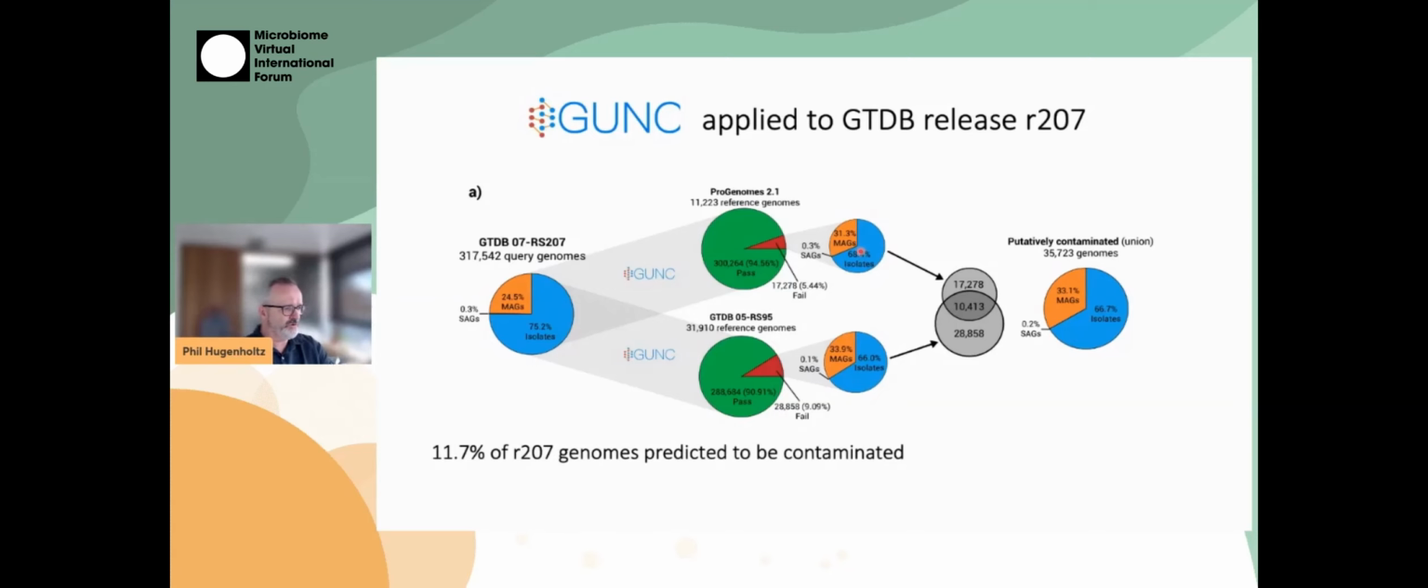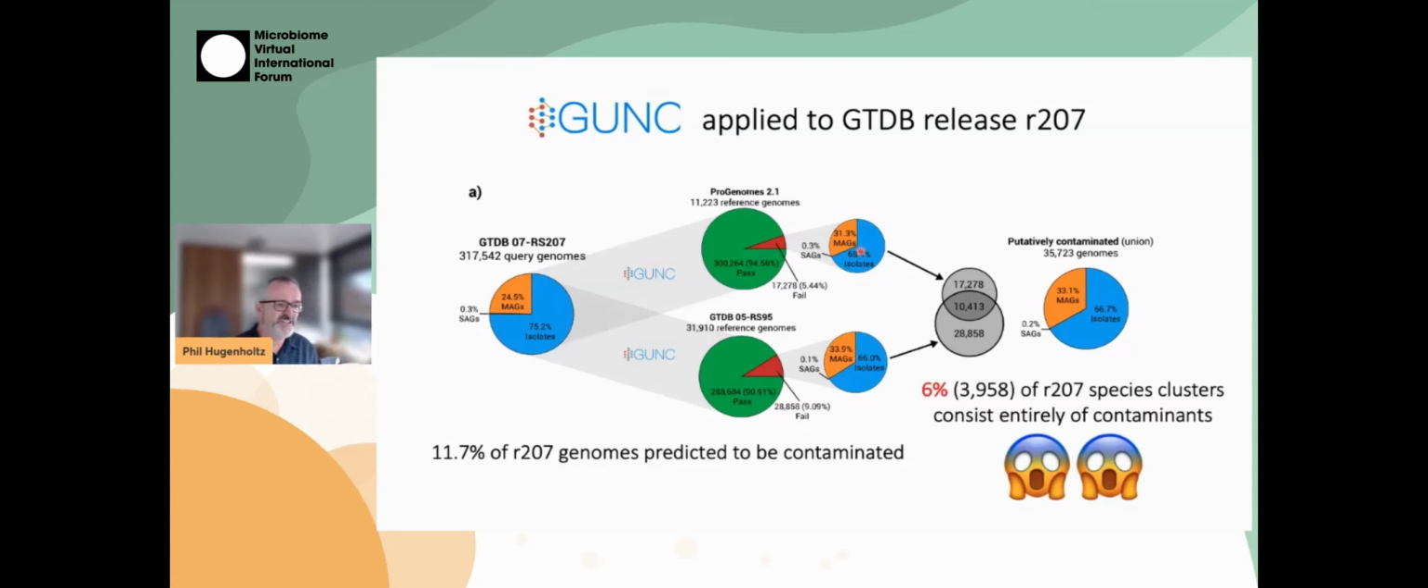So in total, almost 12% of the genomes in R207 are predicted to be contaminated, which in my opinion is a very large number of genomes, almost 36,000. And if we go back to that metric of looking at species defined in R207 that are comprised entirely of failed genomes, we end up with 6%, double the percentage of the initial study, which was based on release 95. 6% of almost 4,000 prokaryotic species clusters in R207 consist entirely of contaminants.